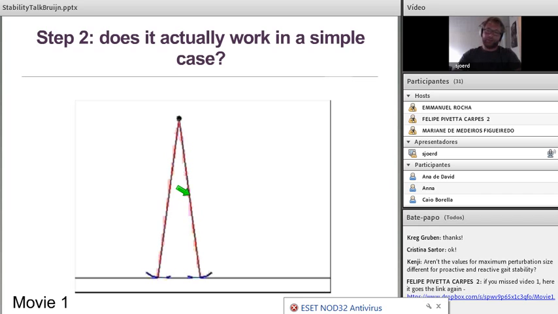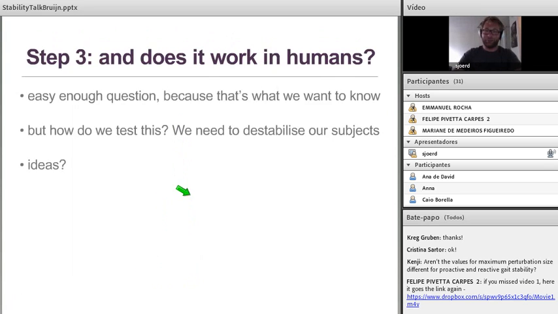You can of course do this for such a simple model only for the steady state gait stability, but you can think of more complex models where you add some kind of controller, and you can look at the reactive gait stability in a similar fashion. Okay, so now we know it works theoretically, and we know it works in a simple model. What would be the next step? Well, the next step would be, of course, does it work in a more complex model? Does it work in a human?